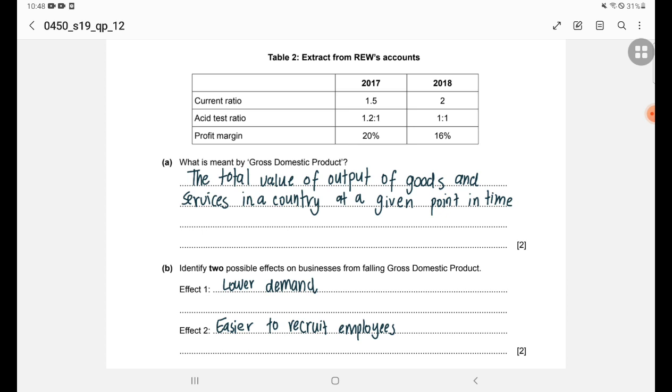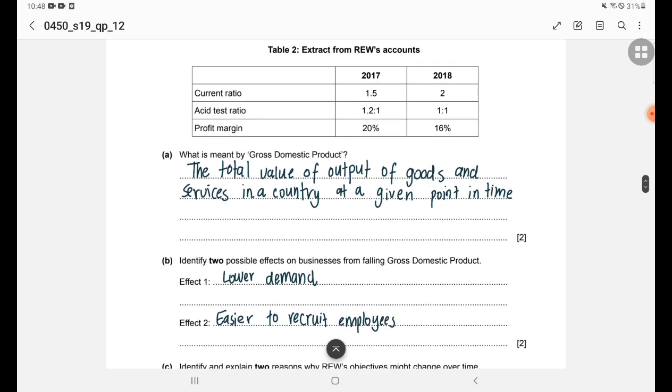The 2 keywords here are the value of output of goods or services. And then you can say in a year or at a given point in time. It doesn't really matter, but this key statement has to be there, that there is a time for this. It's usually a year, but you have to specify the time in order to get 2 marks.